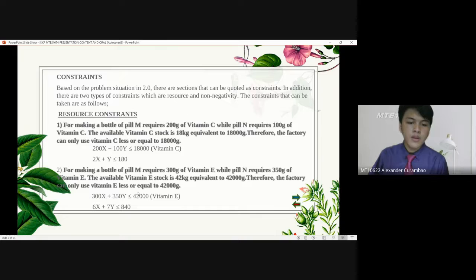So 300x plus 350y less than or equal to 42,000, it is because the vitamin E is very limited, where the stock only has 42 kilogram or equivalent to 42,000 gram. So the factory only has to use less than this amount. If we make it smaller, we can get 2x plus y less than or equal to 180, and the second one is 6x plus 7y less than or equal to 840.